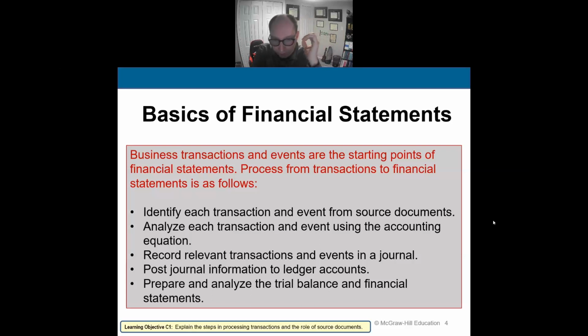So let's think about that transaction. How does that transaction look on paper? Well, there's a couple of things that happened here, right? The event was you purchased the jacket. The source documents here are the inventory register and the receipt that you receive. Those are what we call source documents. That is how we track the transaction.